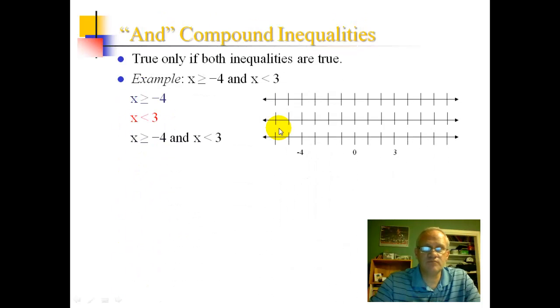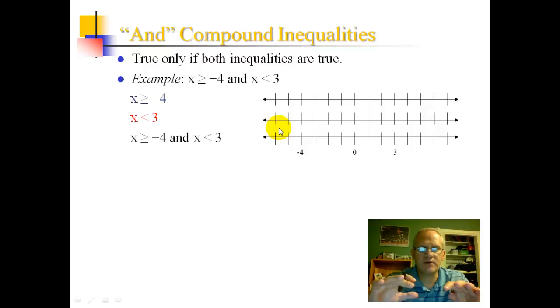All right, first of all, compound inequalities that use the word and. First of all, these inequalities are only true, you're only going to graph the sections where both inequalities are true. So in other words, their graphs have to overlap for you to graph it for the overall thing.